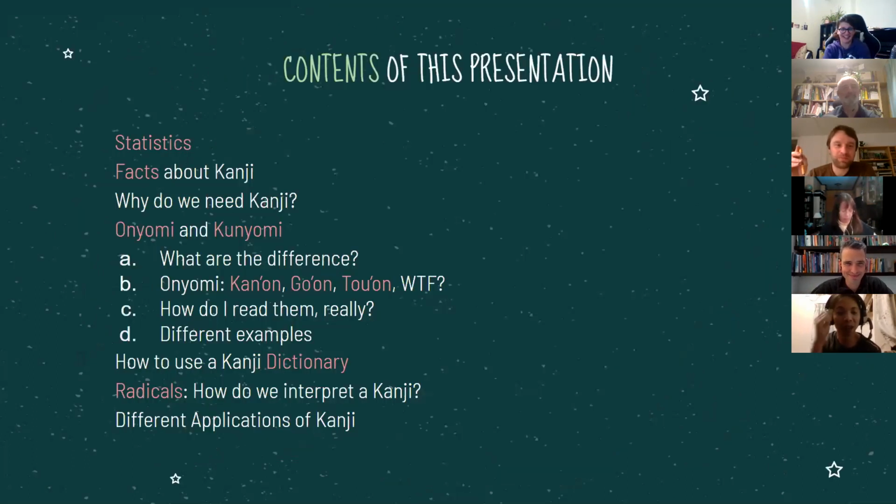I'm going to tell you some statistics and some interesting facts about kanji and why we need to learn them. And then I'm going to tell you something about onyomi and kunyomi, what those are and how you read them, with different examples. And then I'm going to show you how to use a kanji dictionary, and how to interpret or guess a kanji character if you don't know it. And then I'm going to show you some interesting applications of kanji.